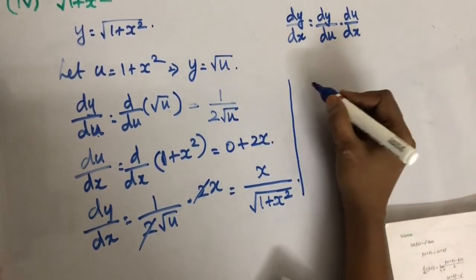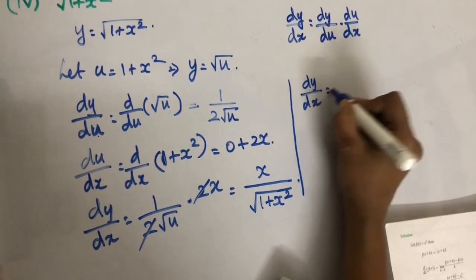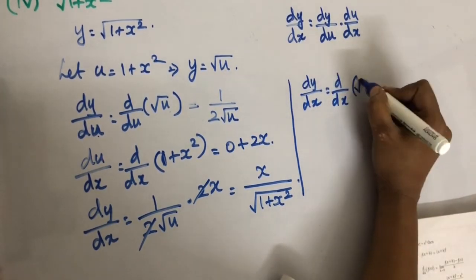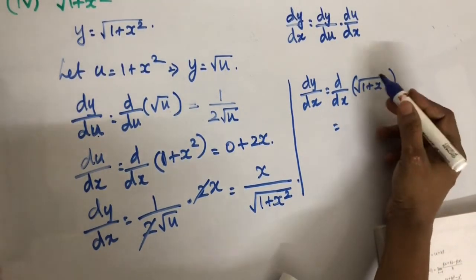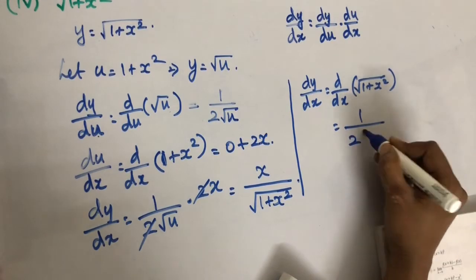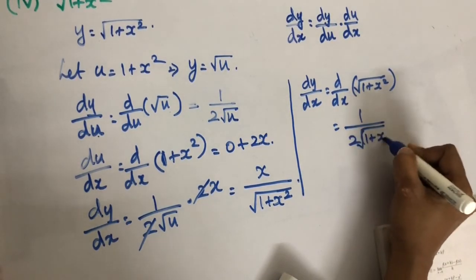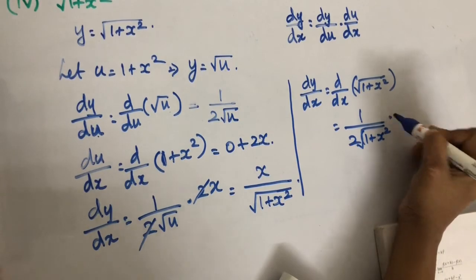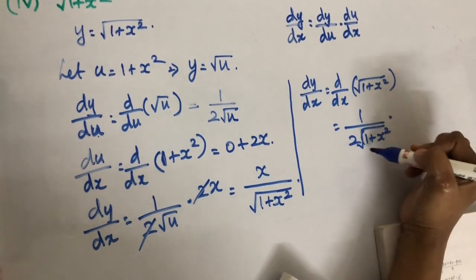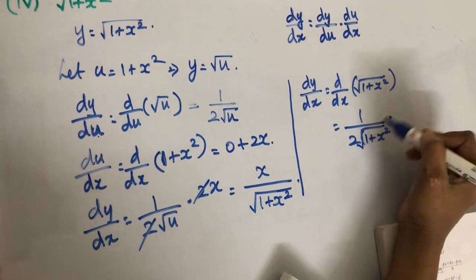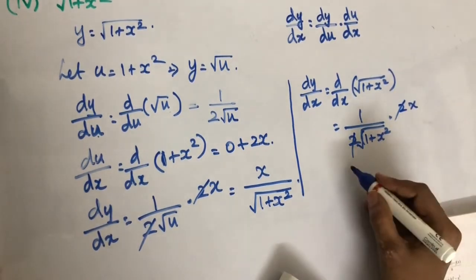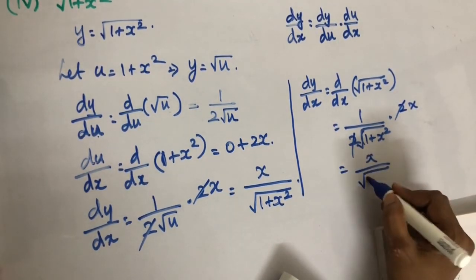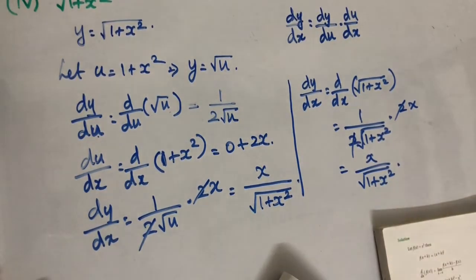If I solve this with the direct method, dy by dx is equal to d by dx of square root of 1 plus x square. So, what is the differentiation of square root? 1 divided by 2 into square root of 1 plus x square. Okay. Now, we have to differentiate the function which is inside the square root. 1 plus x square. Differentiation of 1 is 0. Differentiation of x square is 2x. So, 2 and 2 will get cancelled and you get x divided by square root of 1 plus x square. Even in the direct method, you will get the same differentiation.